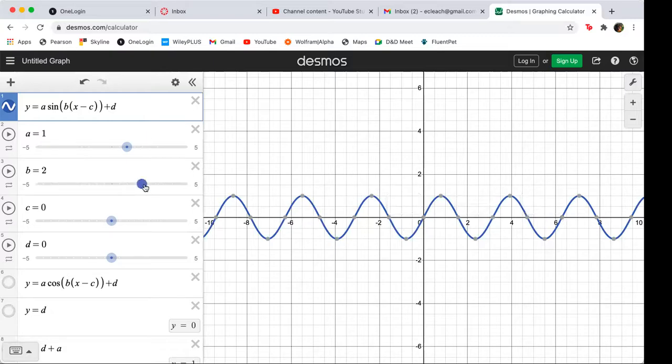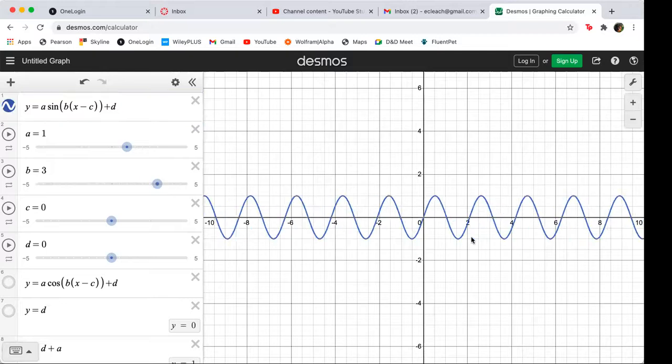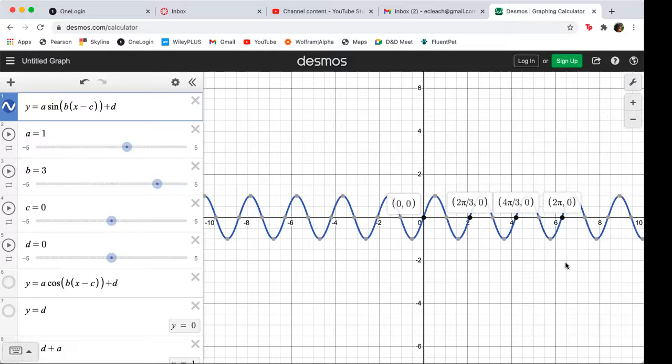So when B jumps up to 3, we notice that one cycle is 2 pi over 3 because we're going around the circle 3 times as fast. We could also think of the 3, the coefficient of x before the trig function, as the number of cycles we're going to get from 0 to 2 pi. So there's a couple of ways of thinking about the effect of B.